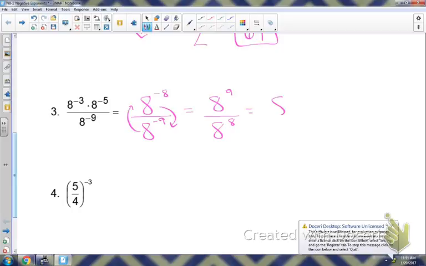Okay? Alright, so now notice that we're dividing and bases are the same. So I'm going to keep the base the same, which is 8. And then remember when we're dividing, we subtract exponents. So that's going to give me a 1. So that would equal 8.